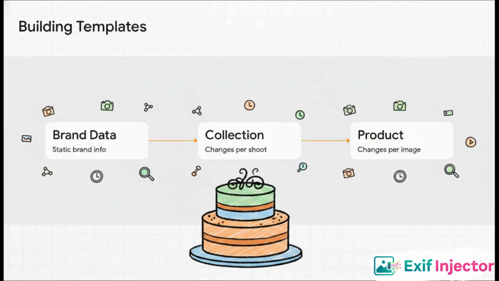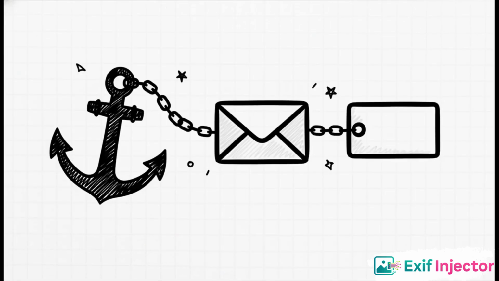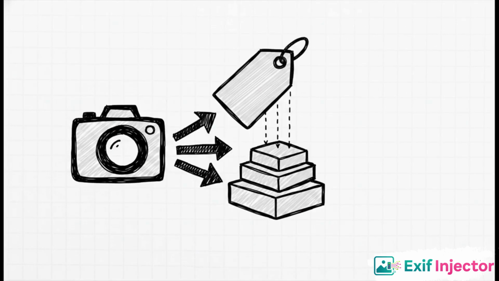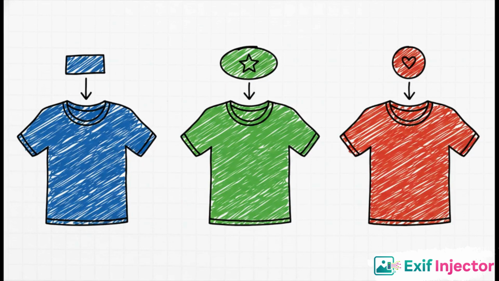Okay, building this template is like baking a 3-layer cake. Let's start with the foundation, brand data. Layer 1 is your static brand data, things like copyright notices and emails. Just set it and forget it. Layer 2, collection data. This changes per shoot, letting you blanket a whole batch with base keywords. Finally, the product layer. This is strictly for unique image-specific details, like variant colors or full captions.